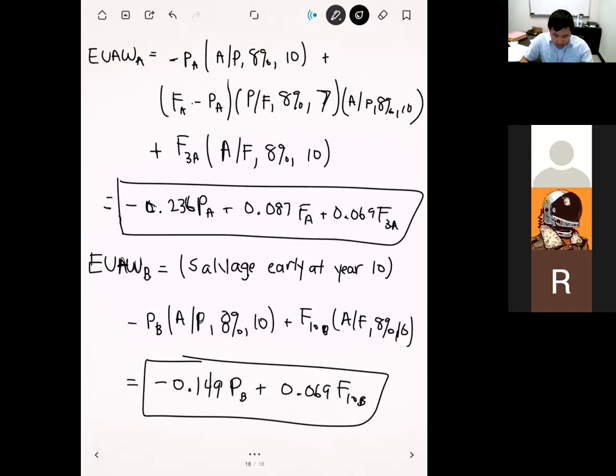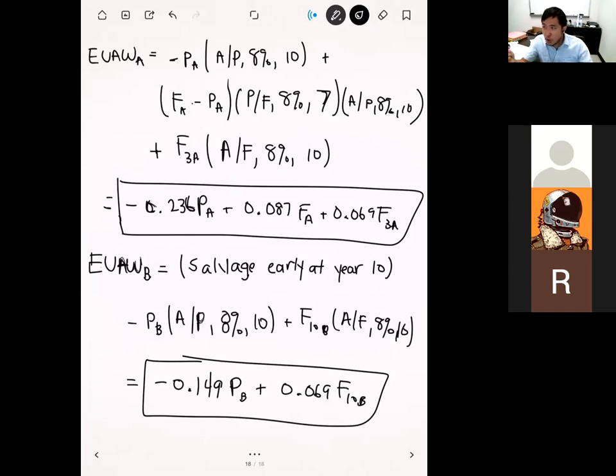Okay. All right. So one of the problems on homework 3 is going to be something similar to this, where I'm going to give you a situation where you're going to have to salvage early for one option or the other, and then you need to determine which salvage value you can use.